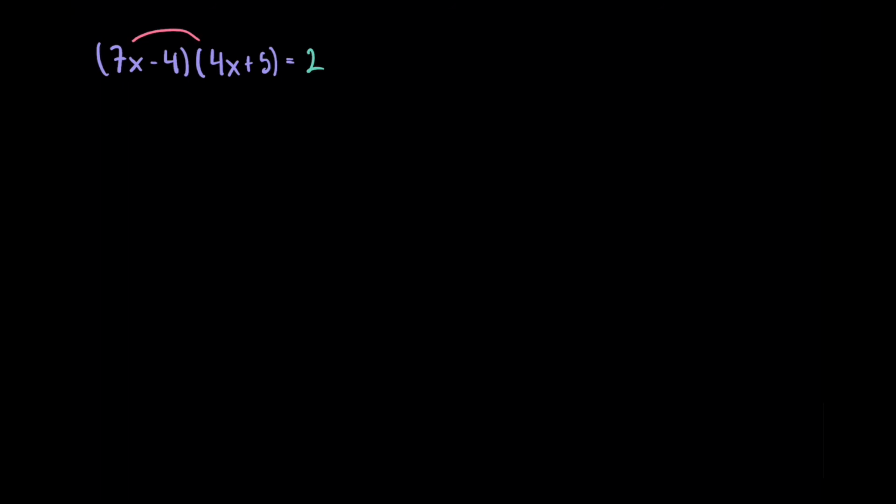7 times 4, that gives us 28. And then we have x times x, and that gives us x squared. Next, we multiply the outermost ones, 7x and 5. We have 7 times 5, that is plus 35, and all that remains is the x term.